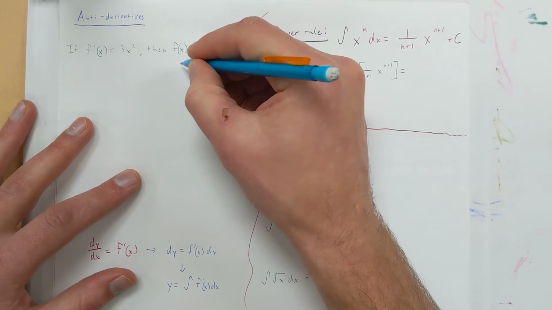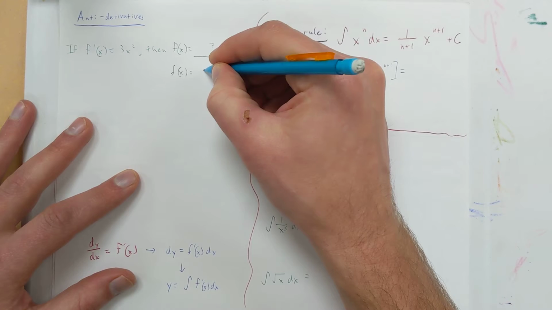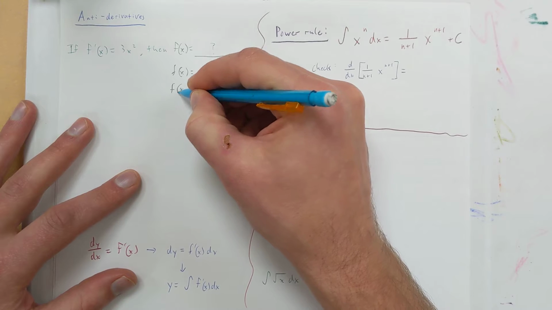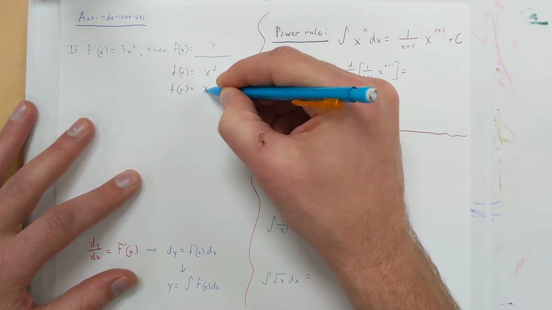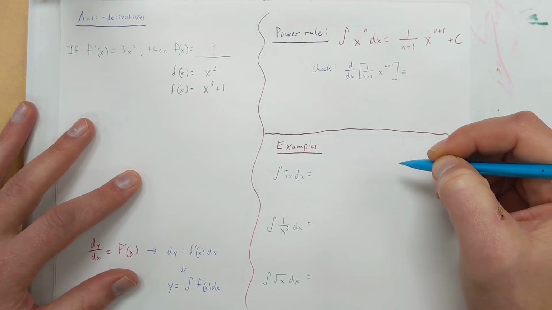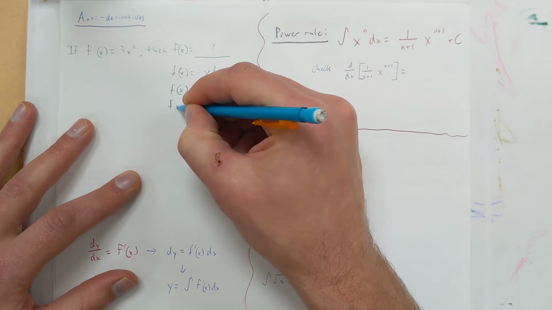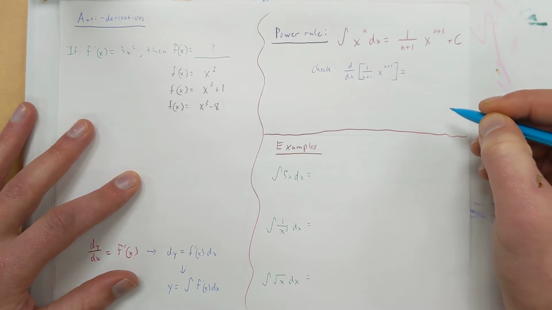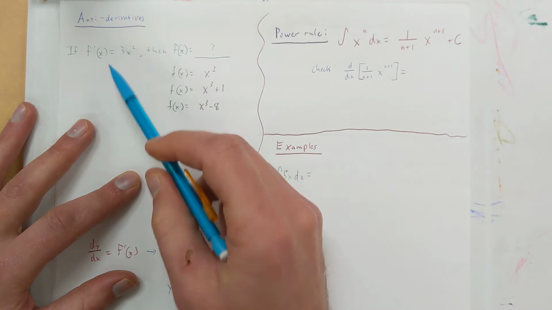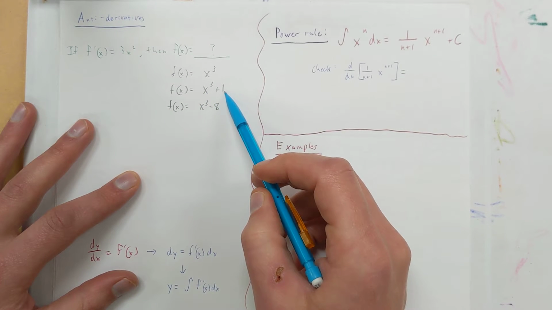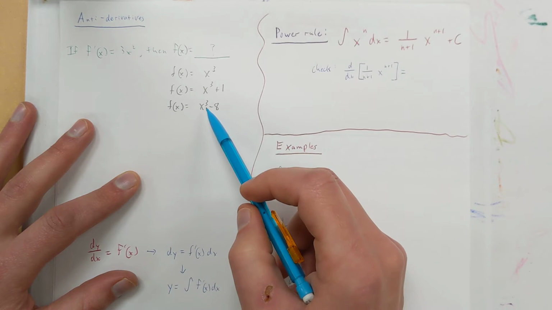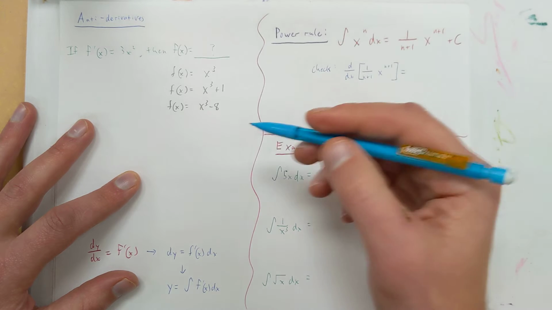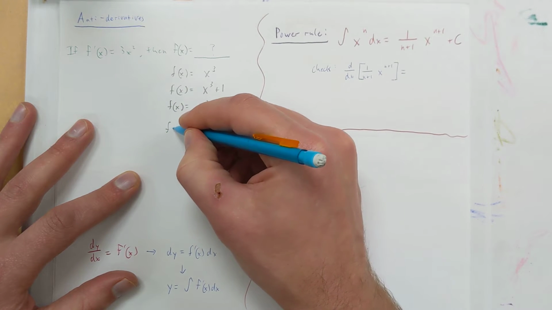F of x would equal x cubed. Or does it equal x cubed plus 1? Or does it equal x cubed minus 8? Because if I derive x cubed, that gives me 3x squared. If I derive x cubed plus 1, that gets me 3x squared. X cubed minus 8, that gets me 3x squared. Which one is it?